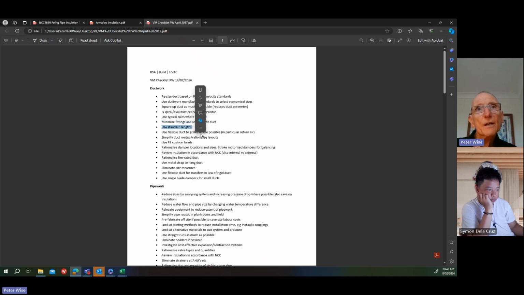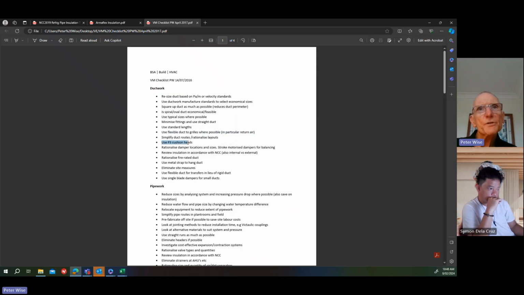Standard lengths, every job may have a slightly different length of ductwork. Are you familiar with that? Yes, yes. Use flexible duct to grills where you can, particularly in return air, and supply air, obviously. Simplify duct routes, rationalise layouts.